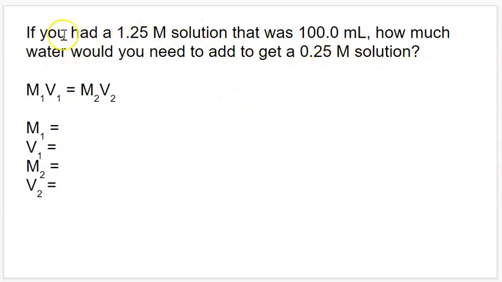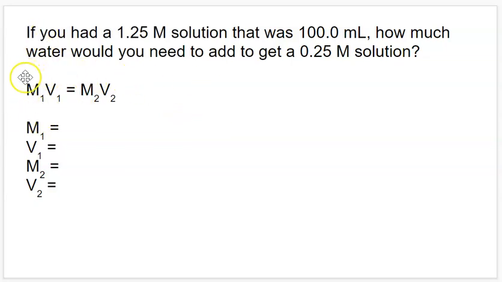So I have a 1.25 molar solution that is 100 milliliters, and I'm going to want to figure out how much water I need to add to get it to be 0.25. So I'm going to want it to be like 1/5 of its original concentration. So we can kind of assume that we might need to increase the solution volume by times 5, but let's confirm that with the actual math.